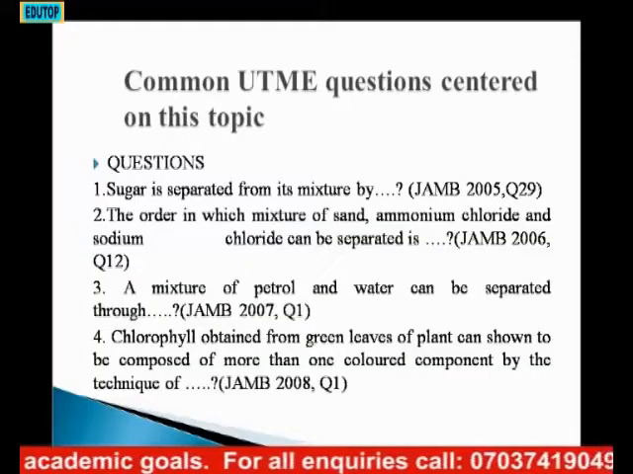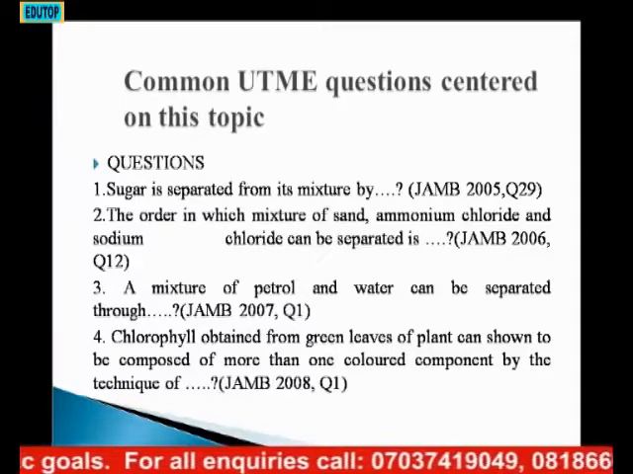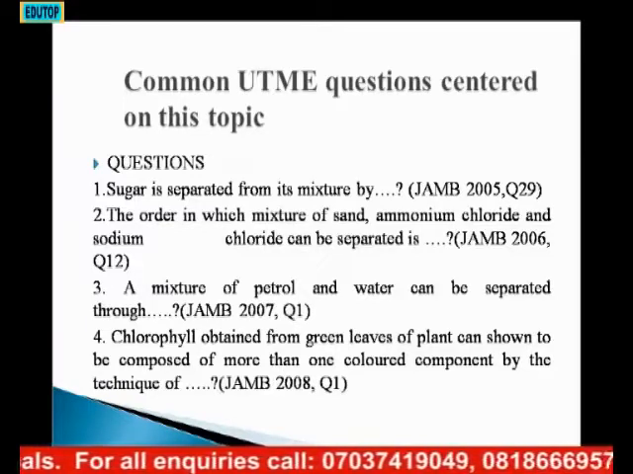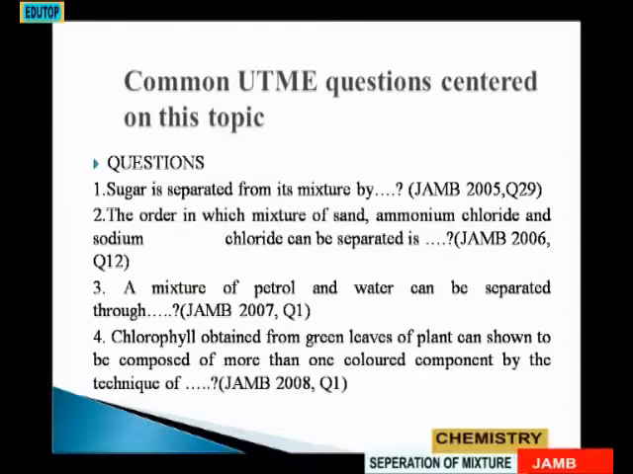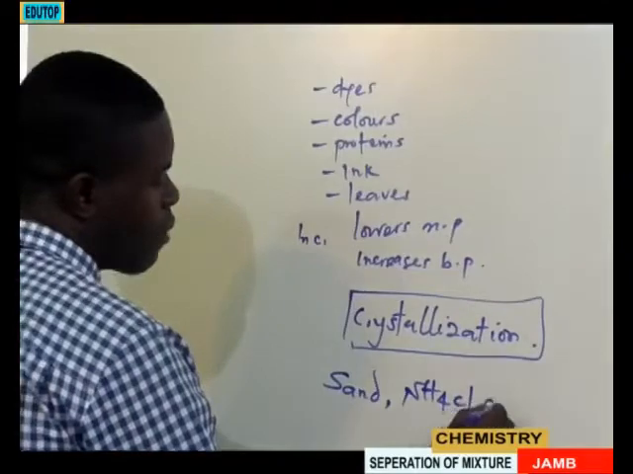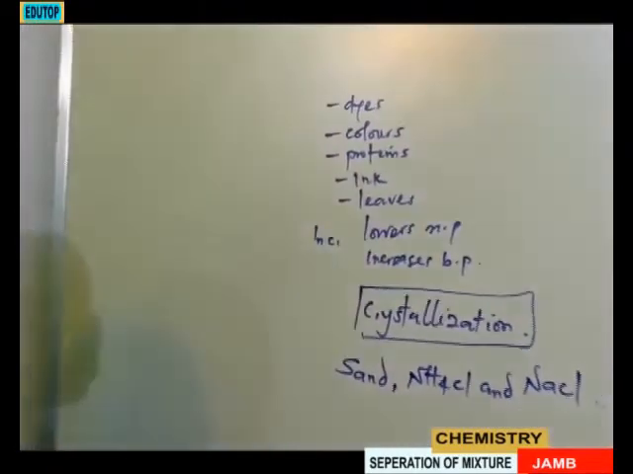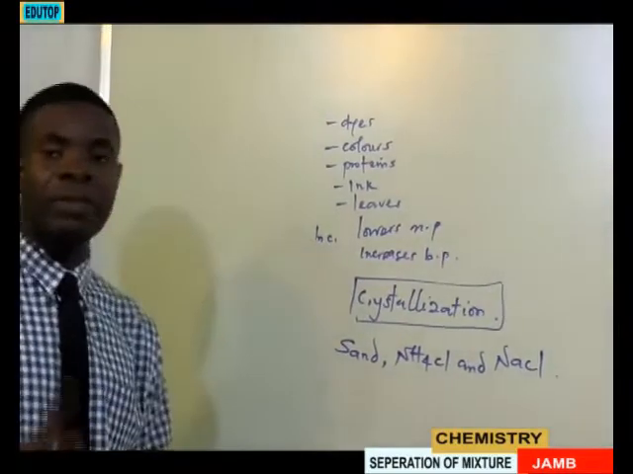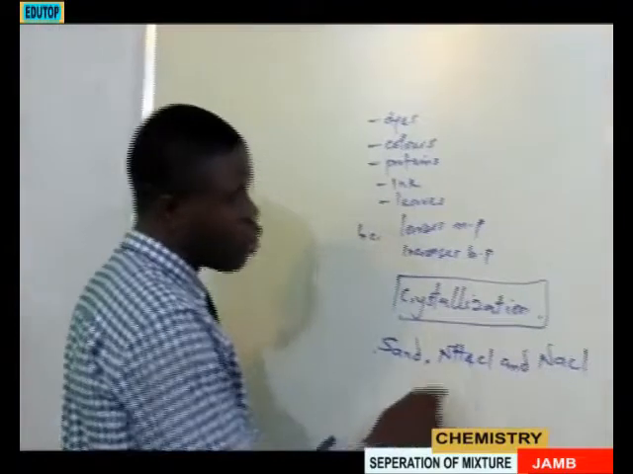Question number 2. The order in which a mixture of sand, ammonium chloride, and sodium chloride can be separated is: you have sand, you have ammonium chloride, then you have sodium chloride. If you look at this very well, you will need to employ more than one separative technique.